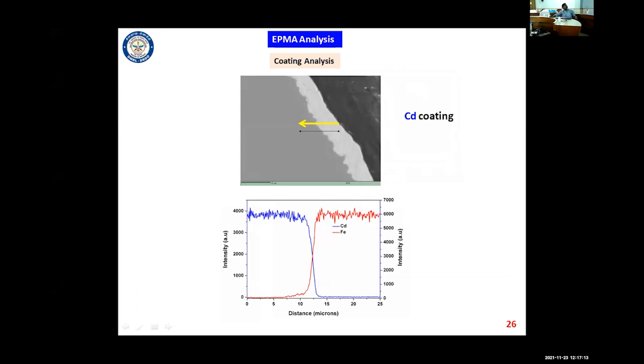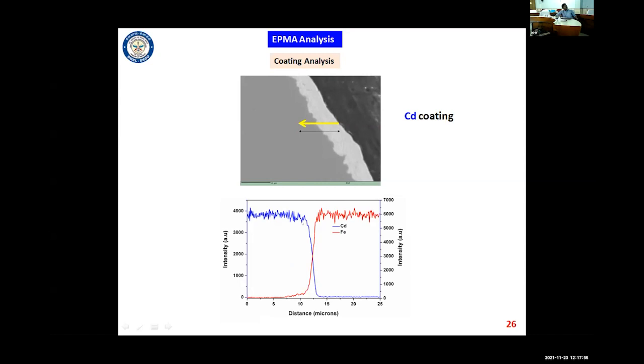One other application is, suppose I have a coating. You can see the bright contrast here. This is a coating which is around 10 micron. When I'm moving my electron beam from this direction to this direction, on the bright phase you see this blue line, which consists of cadmium. Once the electron beam moves towards the gray contrast, you can see that this is mostly iron. This means that some kind of cadmium coating is given on the steel or iron part, in order to get protection from corrosion.